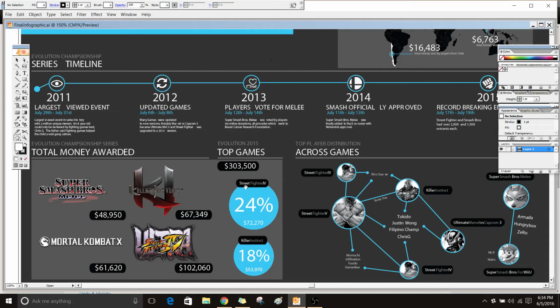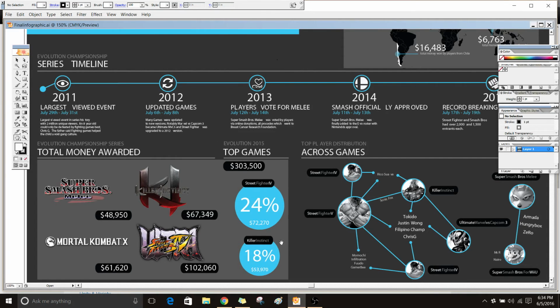But 24% goes to this game, 18% goes to this game, and then this was how much was awarded for each game. And it also uses some amount of encoding because this circle is bigger, this circle is smaller. So the bigger the circle, the more money. The smaller circle, the less money.